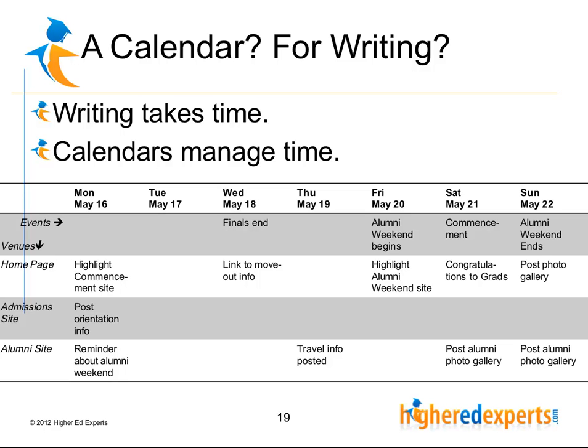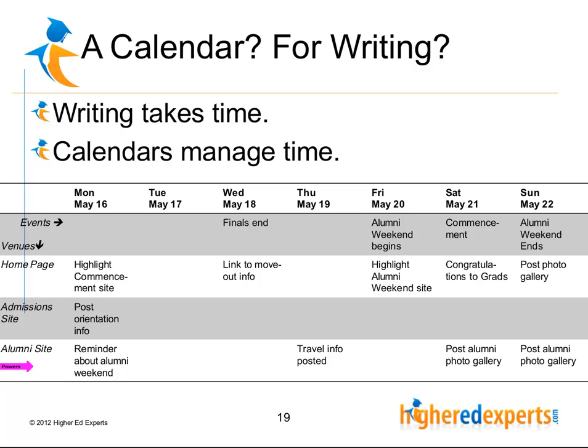So this is a very simple one here, and we've simply set this up in Microsoft Excel with our dates. And this would be planning out our commencement week, let's say. And we can say, okay, here are the events. Finals end on Wednesday. Alumni weekend begins on Friday. Commencement is on Saturday. And then what kind of content? What are we going to have on the home page each day? What are we going to have on Friday, commencement weekend, alumni weekend? What happens on Saturday? What happens on the admissions site? What happens on the alumni site?